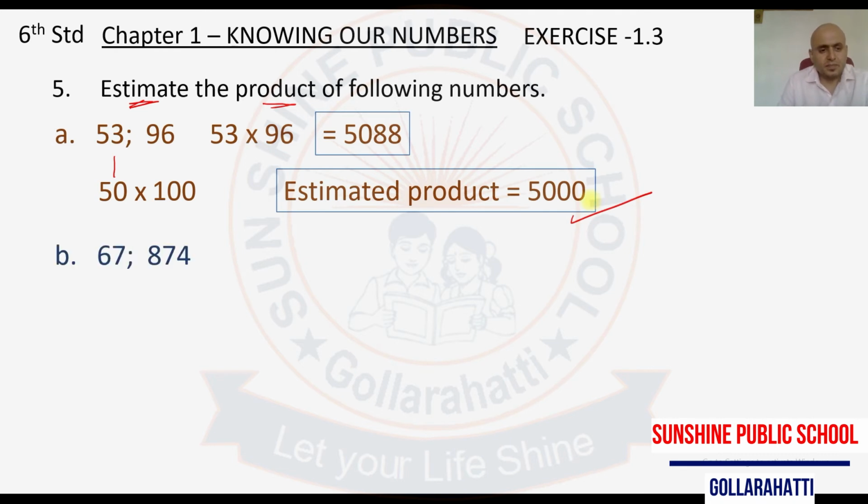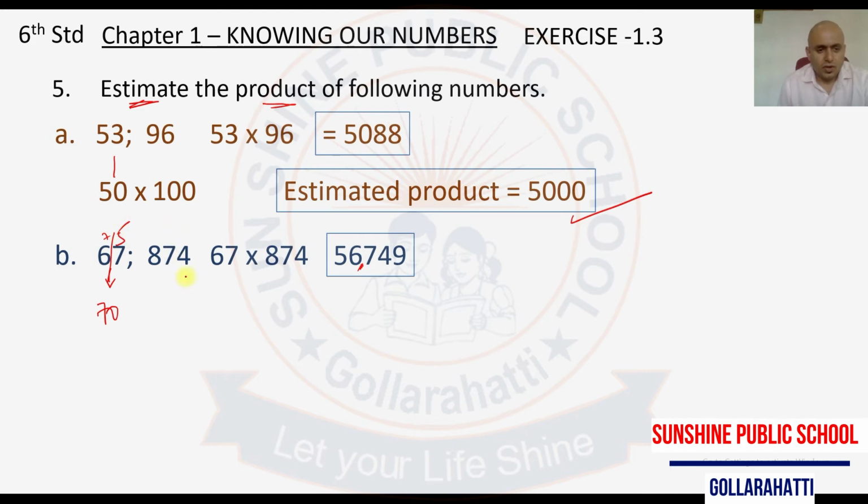Next question. Second question, 67 and 874. When you multiply these two numbers, that is 67 and 874, the actual product will be 56,749. So I'll take 67 as 70, because if you round it off to the nearest tens, 67 becomes 70. This is more than 5 and it becomes 70.